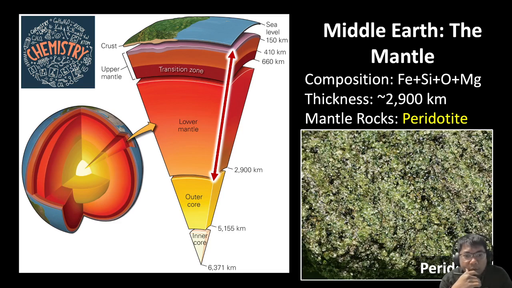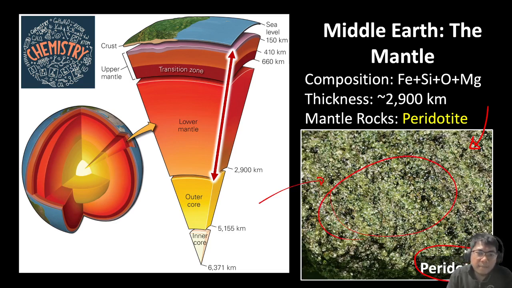And what about the rocks that we have in the mantle? Well, the rocks in the mantle look very green. Okay, and the name of the rock is peridotite. Okay, the peridotite typically consists of these olive or green minerals that you see here in this picture right here.